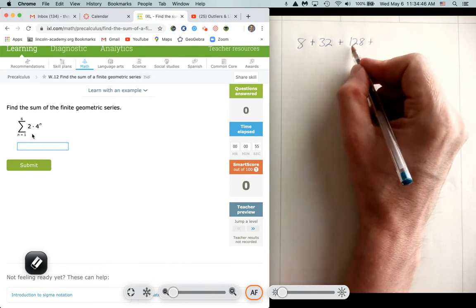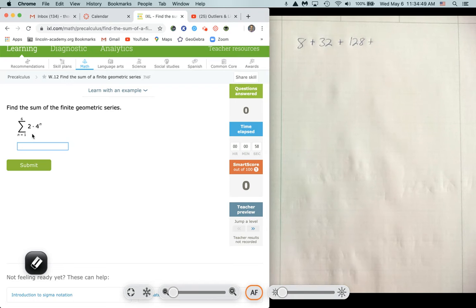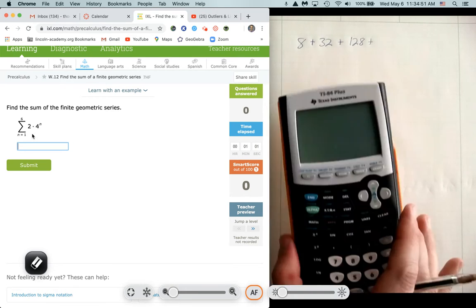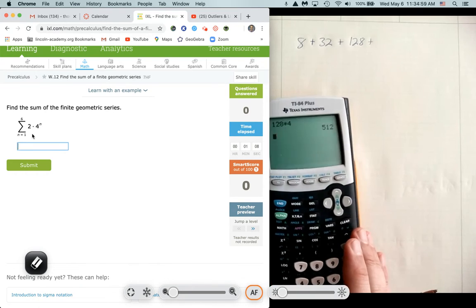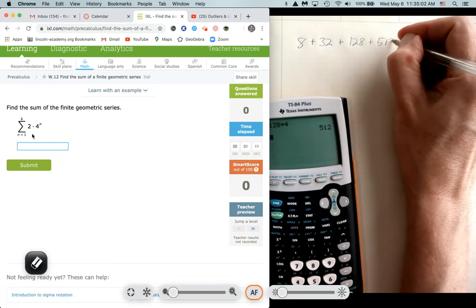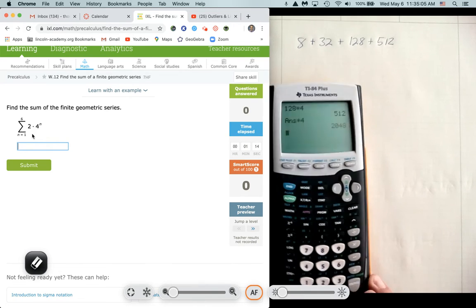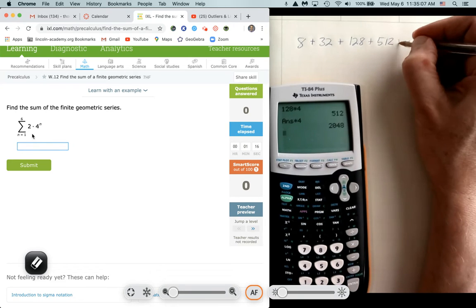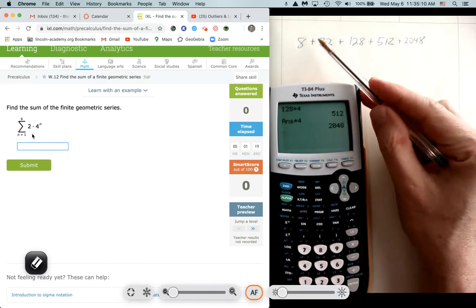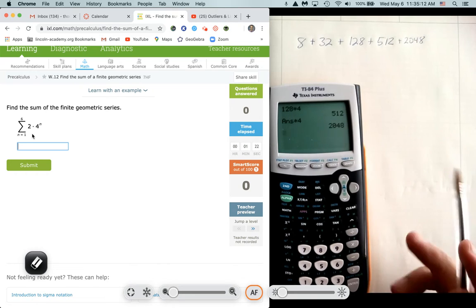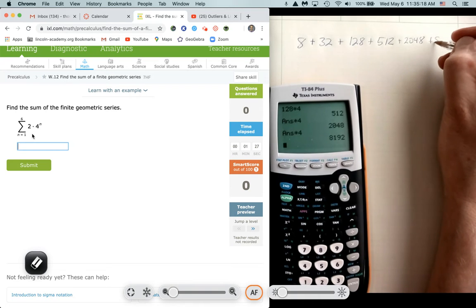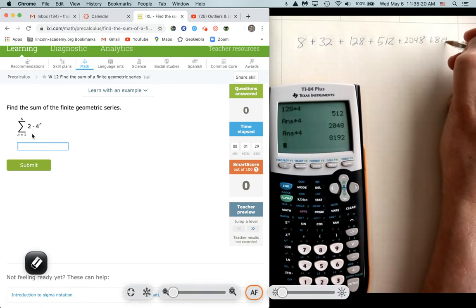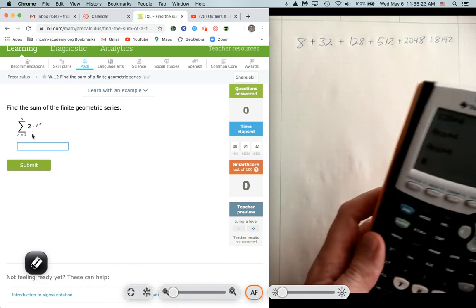If I multiply this by 4, and by the way, nothing wrong with using a good old calculator, right? So 128 times 4 gives me 512. Times 4 gives me 2048. I have 1, 2, 3, 4, 5 terms. I need 6, so I'm going to multiply by 4 and get 8,192.